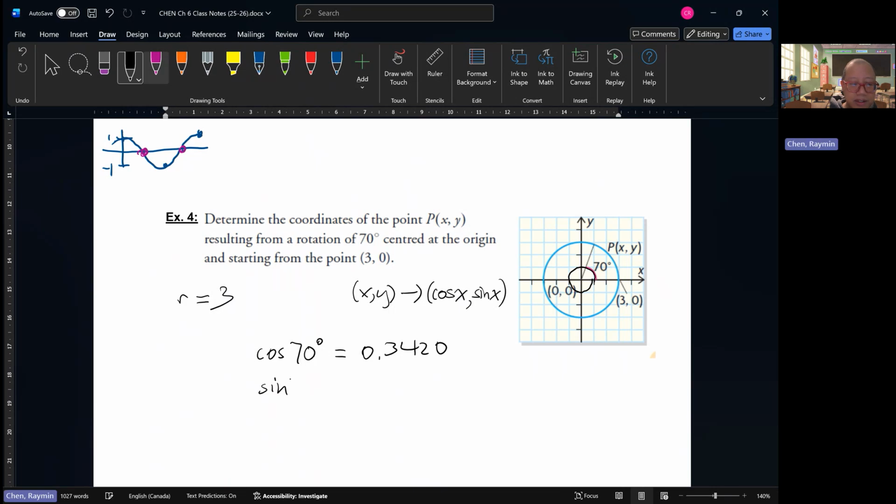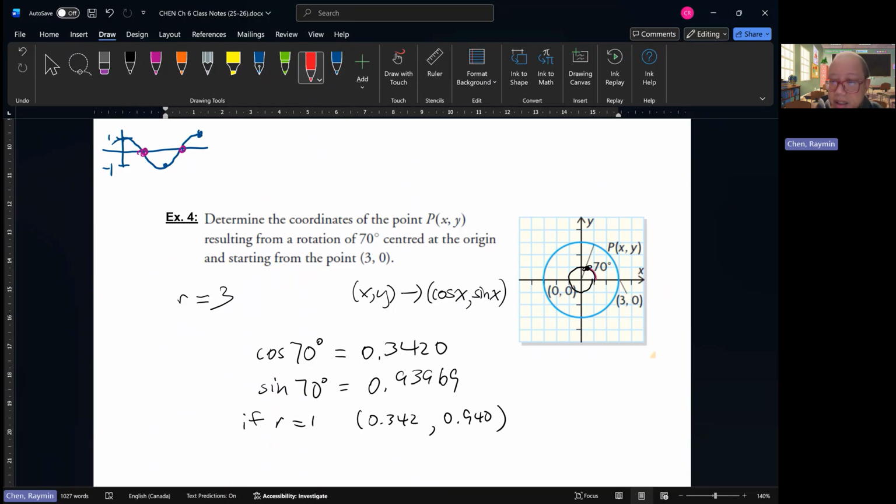Sine of 70 degrees, sorry, using my calculator again, is 0.93969. And just to share with you, that would be this point right there. So if the radius was equal to 1, the coordinates would be roughly 0.342, comma, 0.940. I'm just rounding that to 3 decimal places. But because we have a larger one, I'm going to make it larger so people can see it.